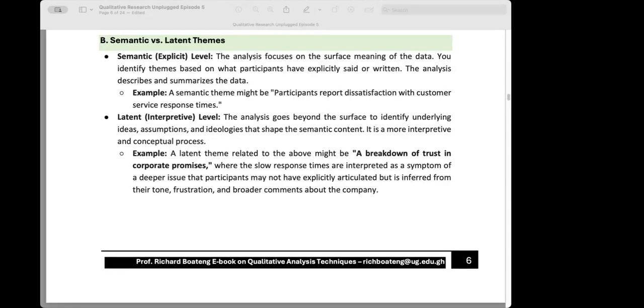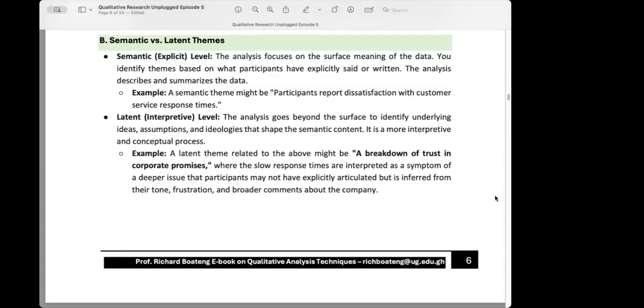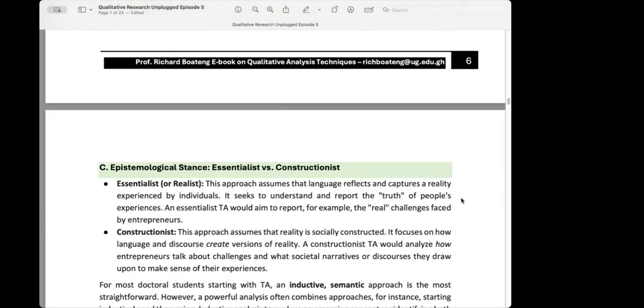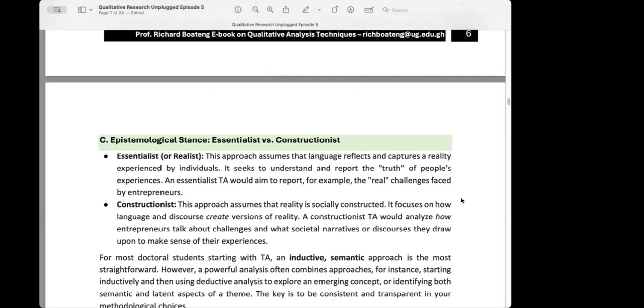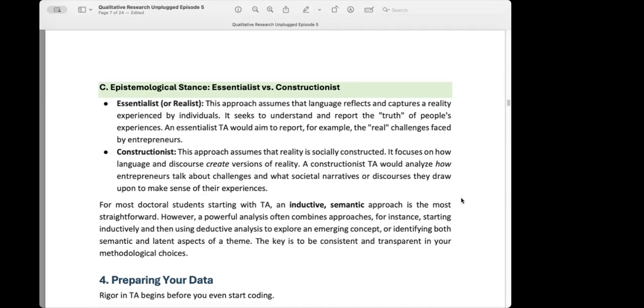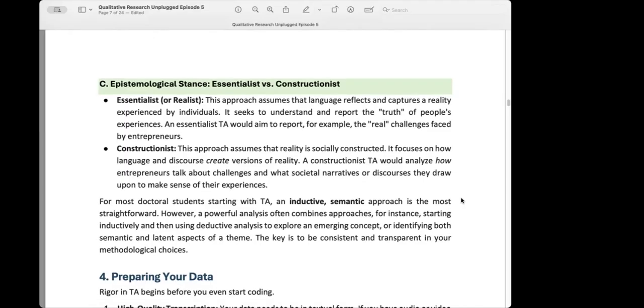Interesting. Explain that. Well, while participants might explicitly complain about the slow response times, the analyst, reading deeper, might infer that these delays aren't just seen as an inconvenience. They might be perceived by customers as a symptom of a deeper issue. Perhaps a company not valuing its customers enough, or maybe failing to deliver on its stated commitments about service quality, which then erodes their overall trust in the brand. Ah, I see. The slow response is a symbol of something bigger.